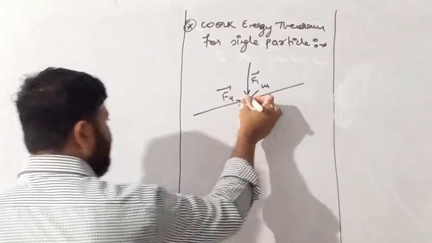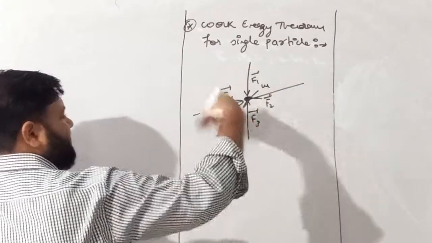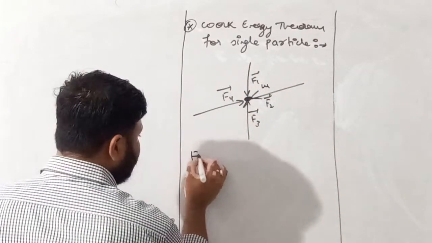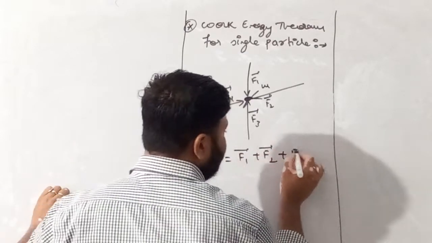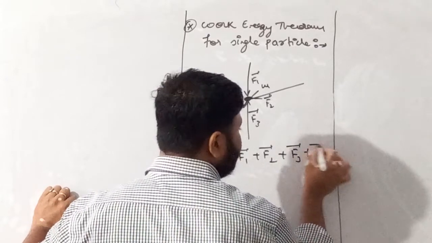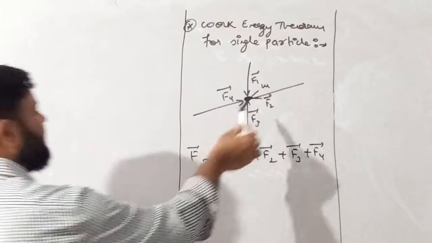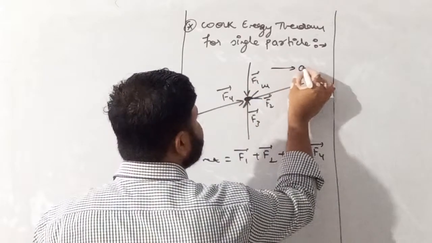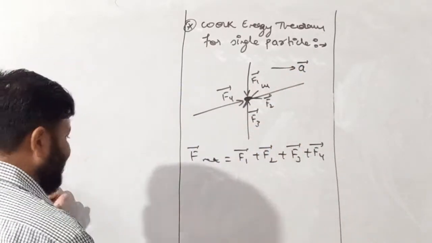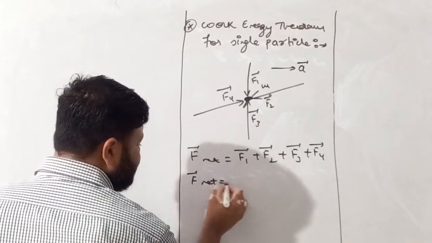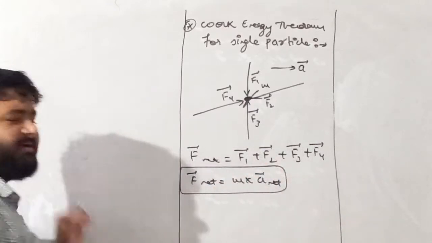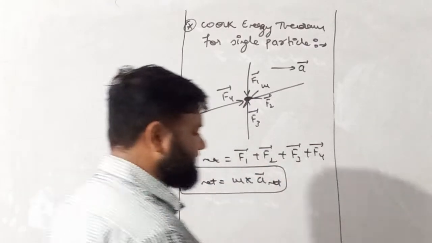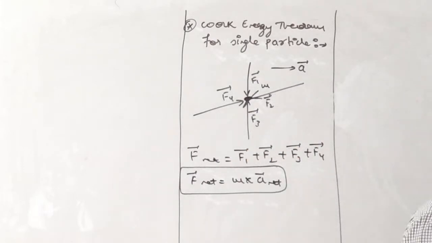So see, my dear student, we have a particle whose mass is m, and all the forces are acting on it. So we can write the net force must be equal to F1 plus F2 plus F3 plus F4. The mass of the particle is m, and let's suppose due to these forces the particle starts accelerating. So we can write F net is equal to m into a net, because according to Newton's laws of motion, if force is there, then acceleration must be present, and it can be written as F is equal to mass into acceleration.